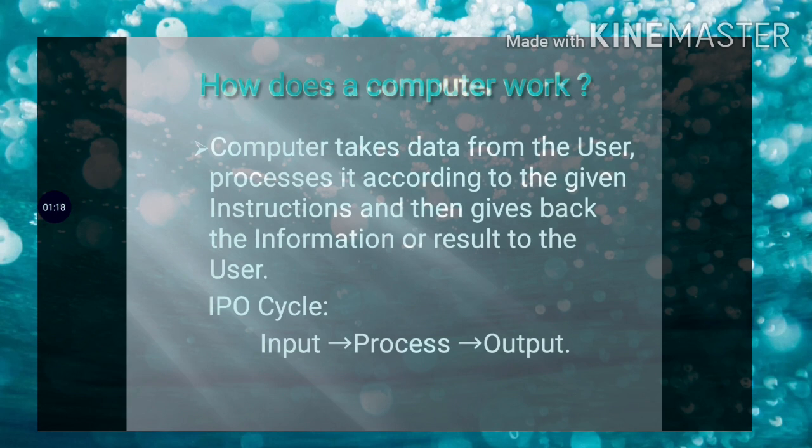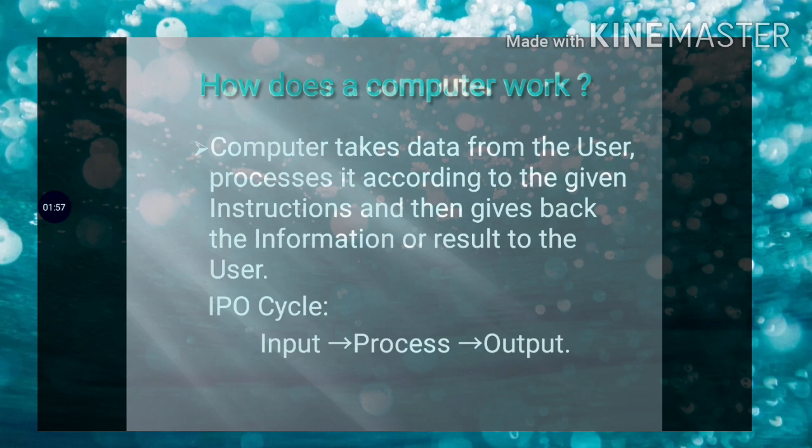Let's see. A computer takes data from the user, processes it according to the given instructions, and then gives the information or result back to the user. Here we call that an IPO cycle. I stands for input, P stands for process, O stands for output.